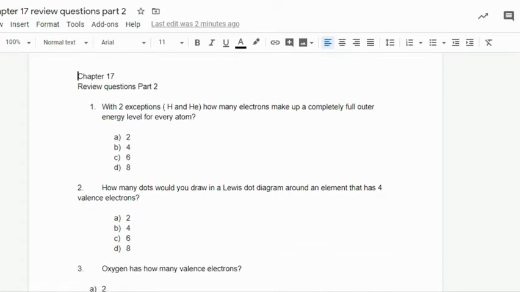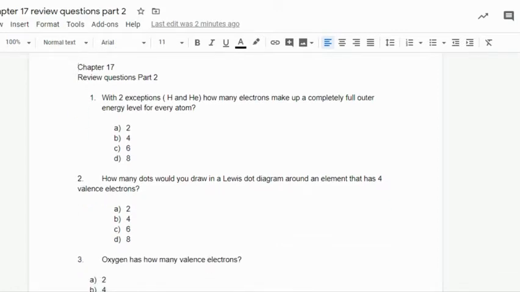Number one, with two exceptions, hydrogen and helium, how many electrons make up a completely full outer energy level for every atom? And the answer to that is D. It is 8. There are 8 electrons in a completely full outer energy level for every atom. Now, two exceptions are hydrogen and helium because they fill up the first energy level. There are only 2 electrons that can fit in the first energy level. But all the others, we say that you have a completely full outer energy level when you have 8 in there.